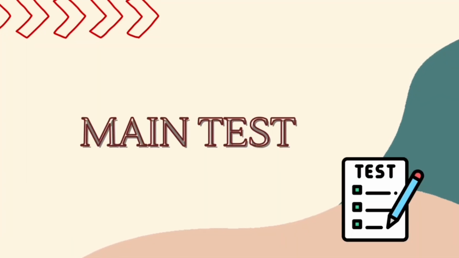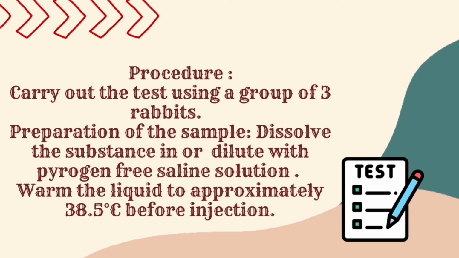Main test. Procedure. Carry out the test using a group of 3 rabbits. Preparation of the sample: dissolve the substance in, or dilute it with, pyrogen-free saline solution. Warm the liquid to approximately 38.5 degrees Celsius before injection.